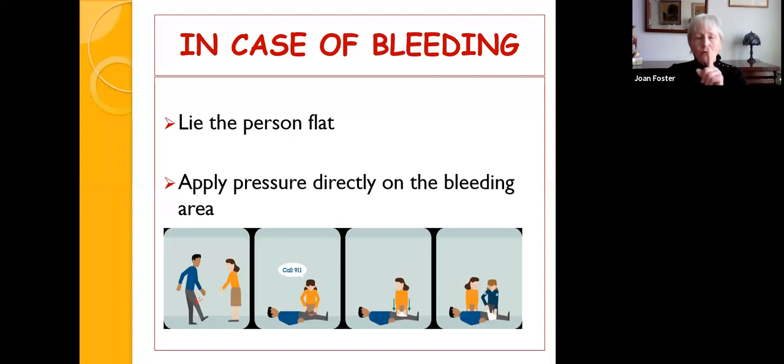Again, we're not diagnosing. You have no idea why this person is bleeding so much. But what you know is you want to stem the bleeding because the blood does not belong out of our body. So it's really, really important that we lie them flat and put pressure right on the bleeding area. You don't have to press down so hard that you cause them pain, but you've got to put some pressure on that bleeding area.